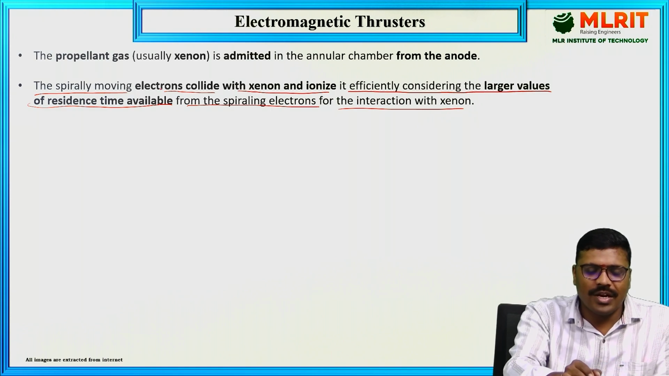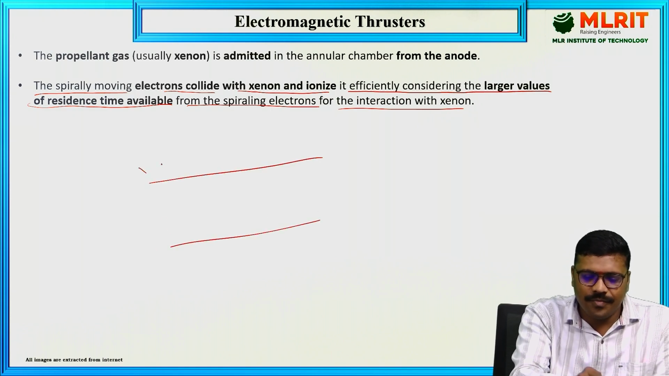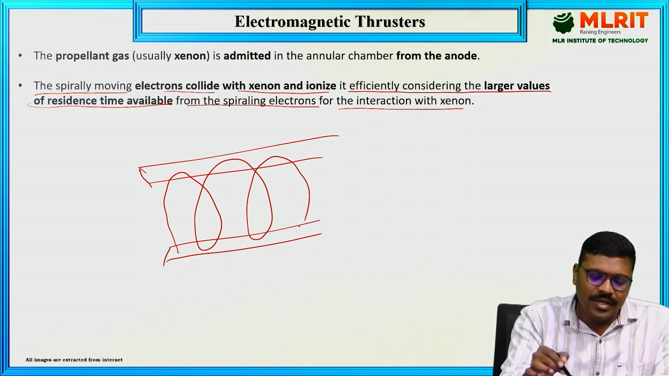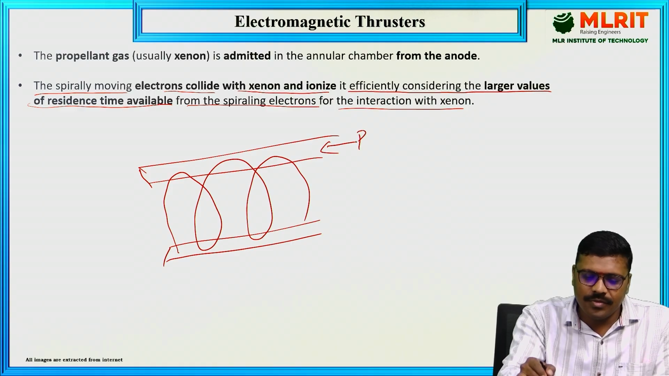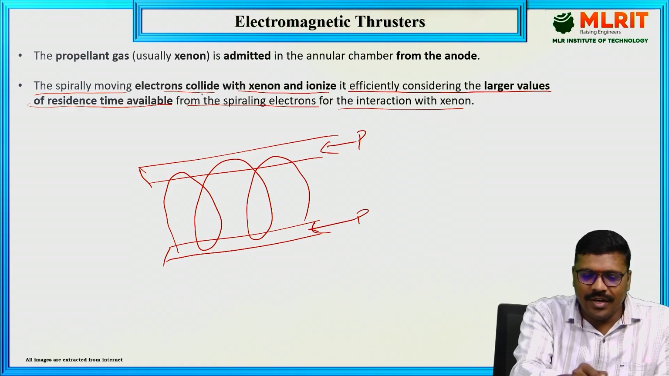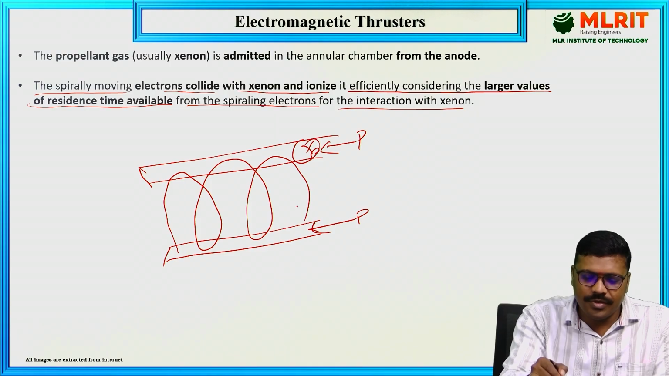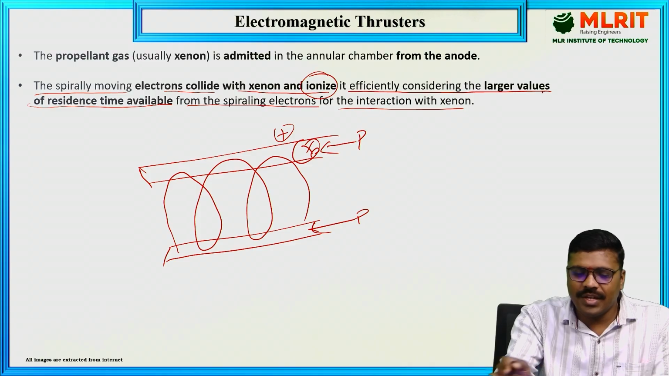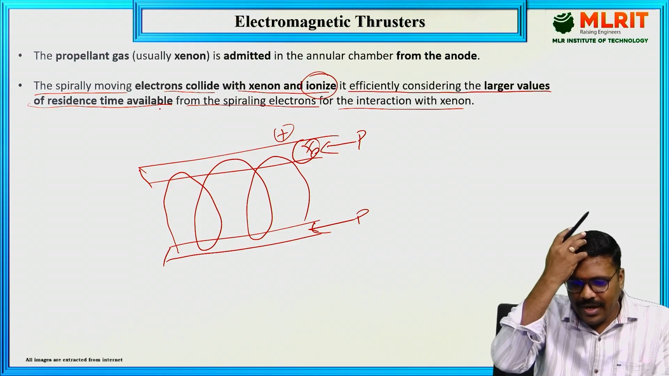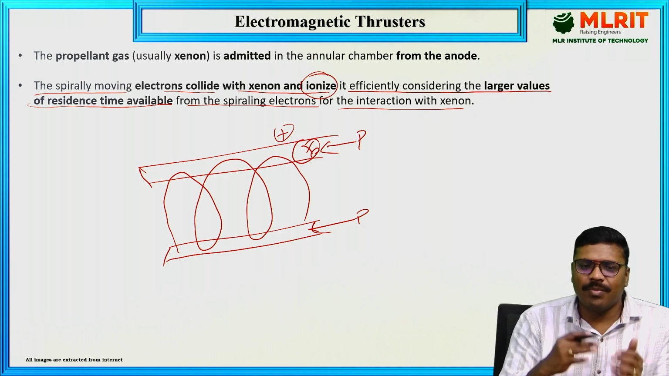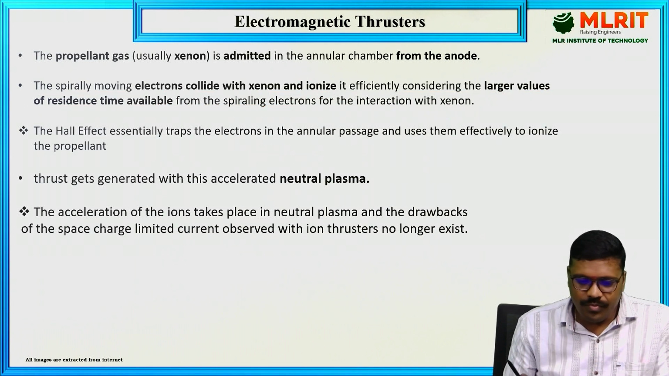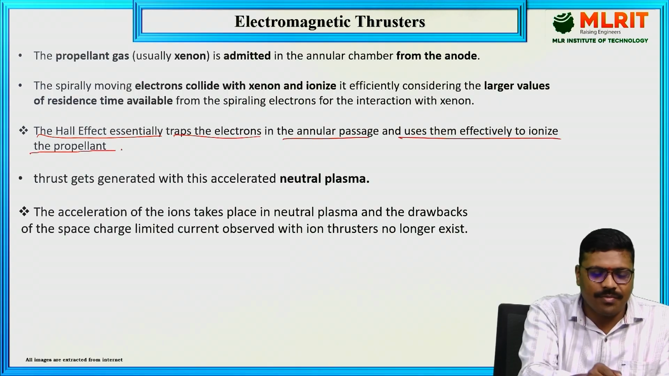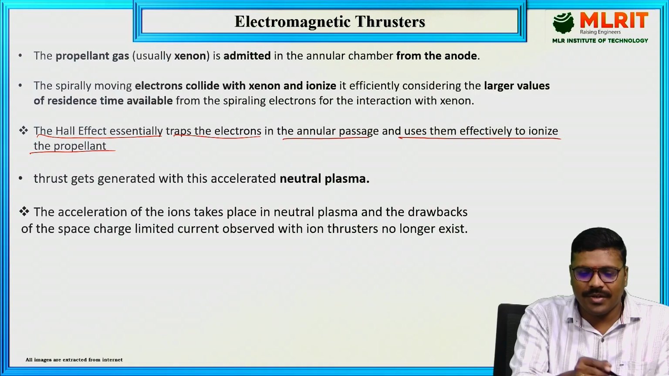The electrons moving spirally in the annular passage, like this, and the propellant coming like this: these electrons collide with xenon atoms and ionize them to positive ions efficiently, considering the large residence time available from the spiraling electrons for interaction with xenon, and the complete propellant will get ionized here. Next, the Hall effect essentially traps the electrons in the annular passage and uses them effectively to ionize the propellant. So the electrons ionize the propellant xenon into ions.